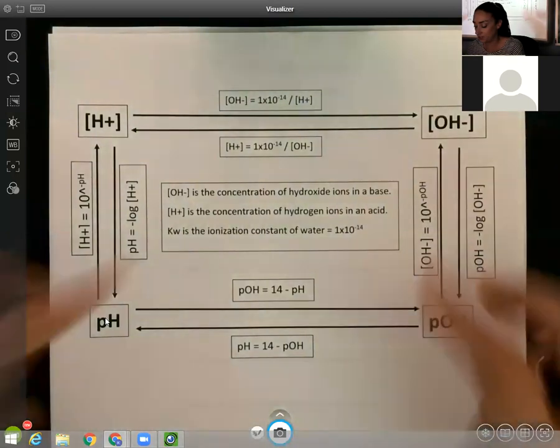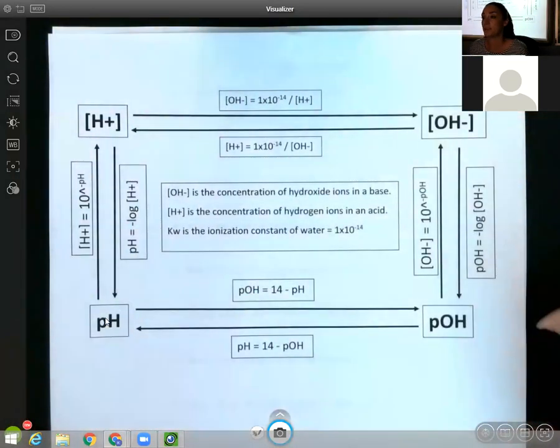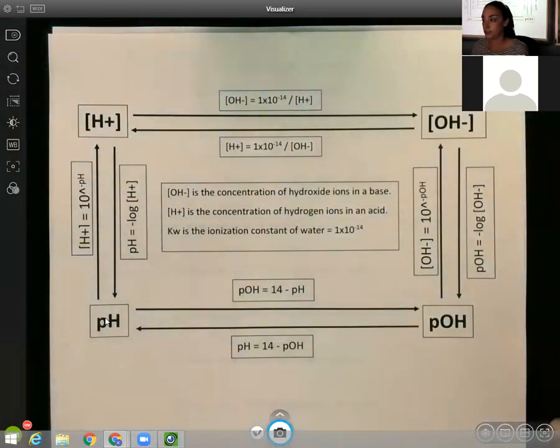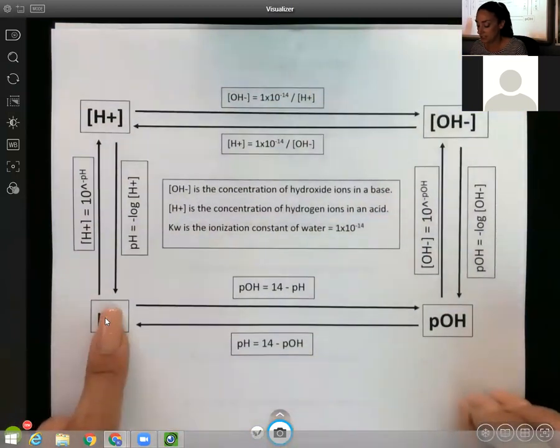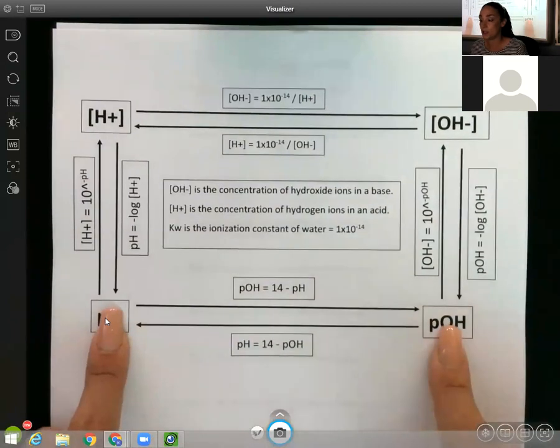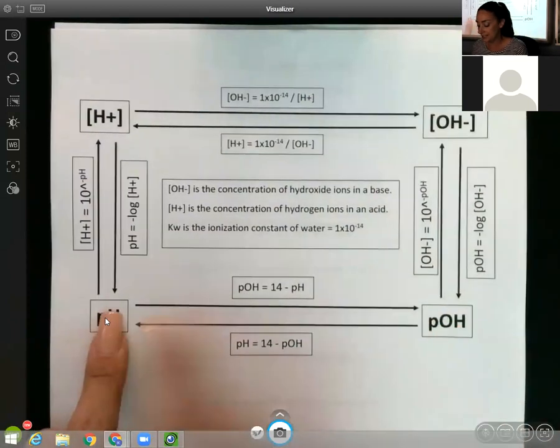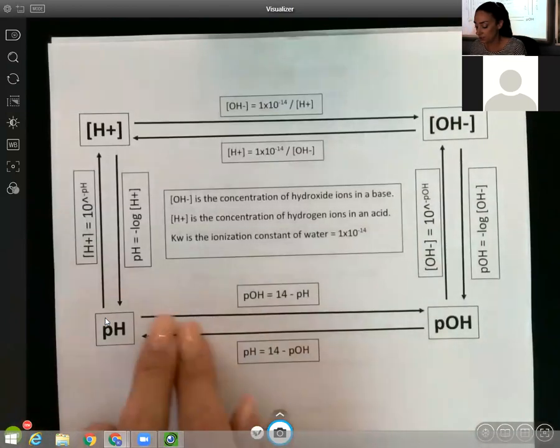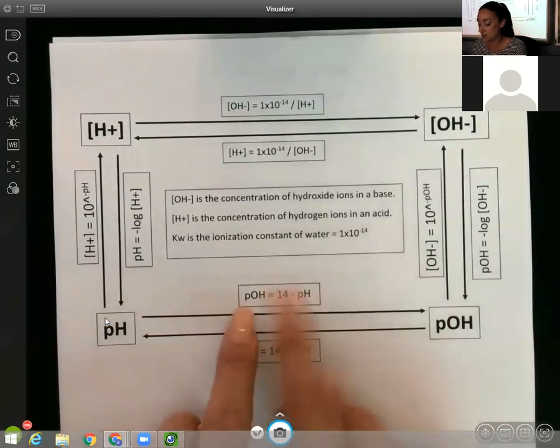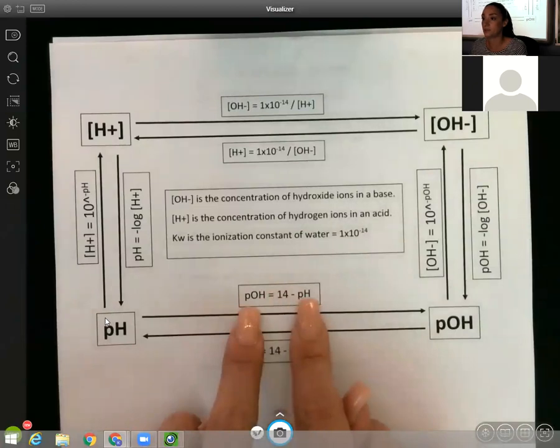So there are 8 different equations, and it just depends on what they give you and what you're trying to figure out. If you know what the pH is and you're trying to figure out the pOH, you're knowing this and you're trying to get to this, right? So you're going in this direction. You're going to use this arrow's equation, 14 minus the pH, okay?